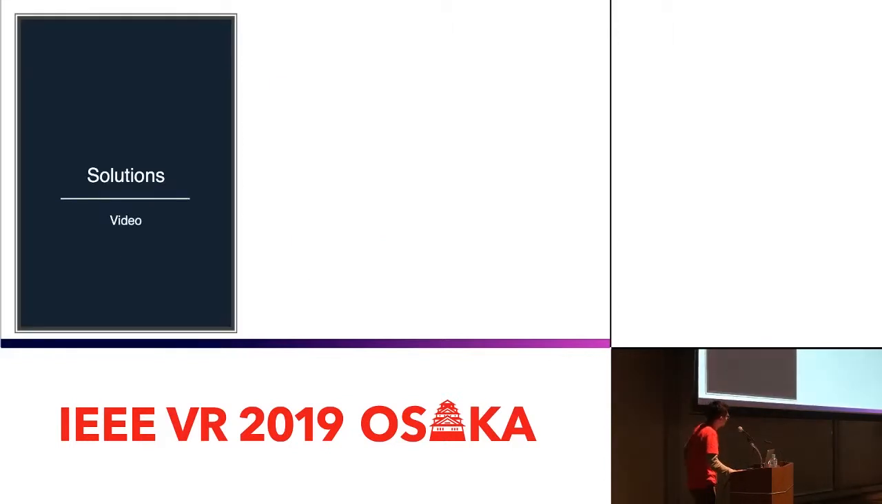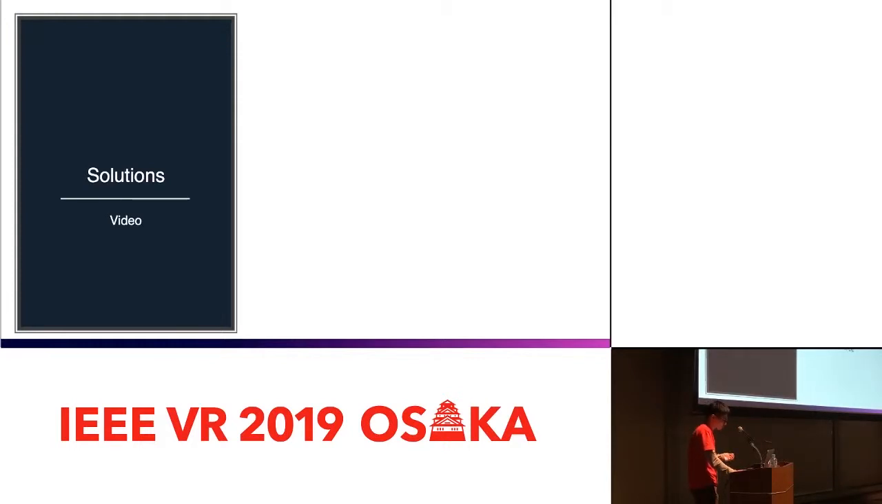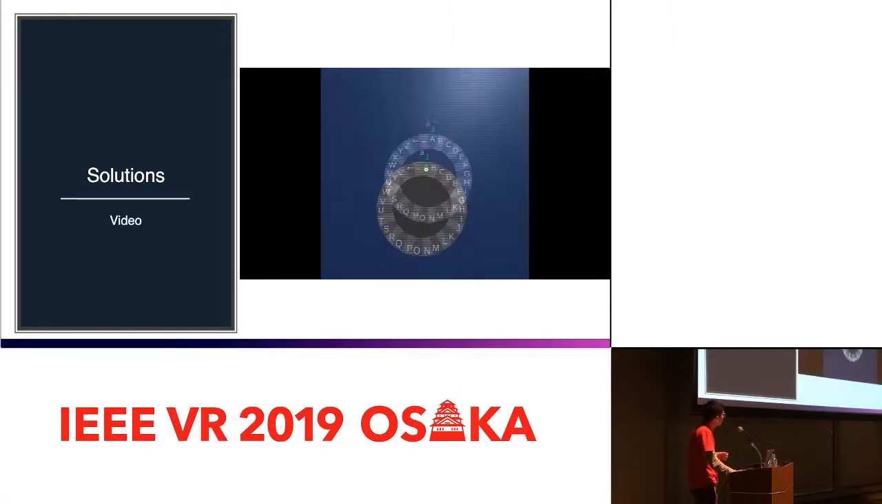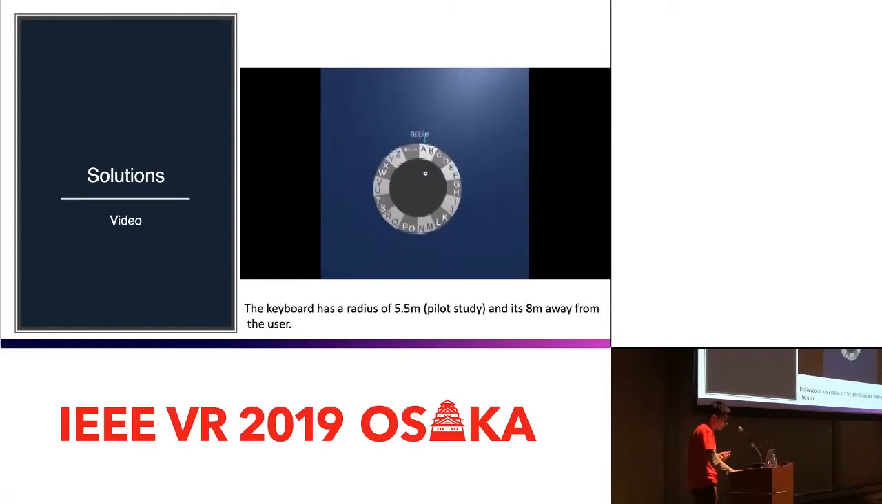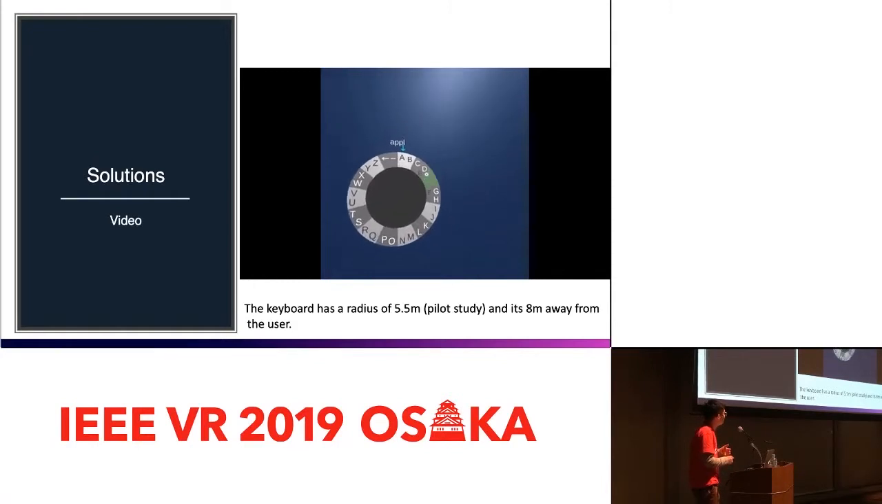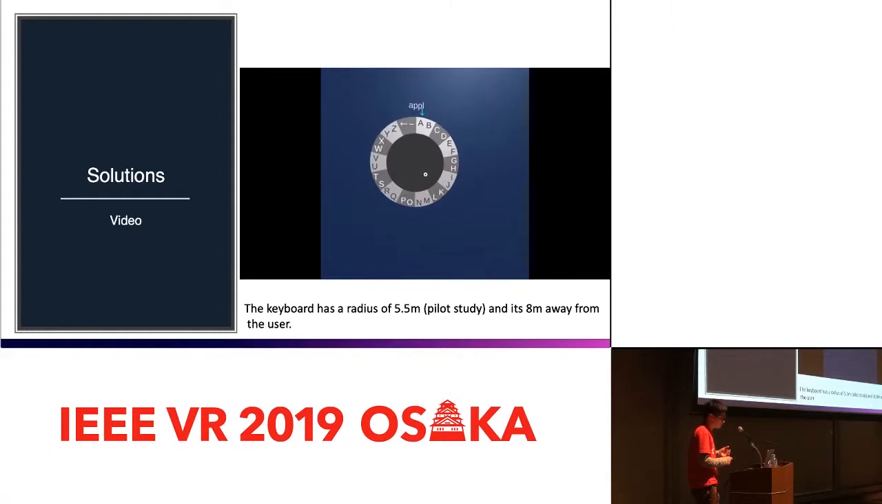So we propose our solutions, which are low cost, have no privacy problems, and are hands-free and dwell-free. Here we show two quick examples. One is a one letter per region ring-based layout, and the second one is a two letters per region ring-based layout. The keyboard has a radius of 5.5 meters, which was determined by a pilot study, and it's placed 8 meters away from the user.